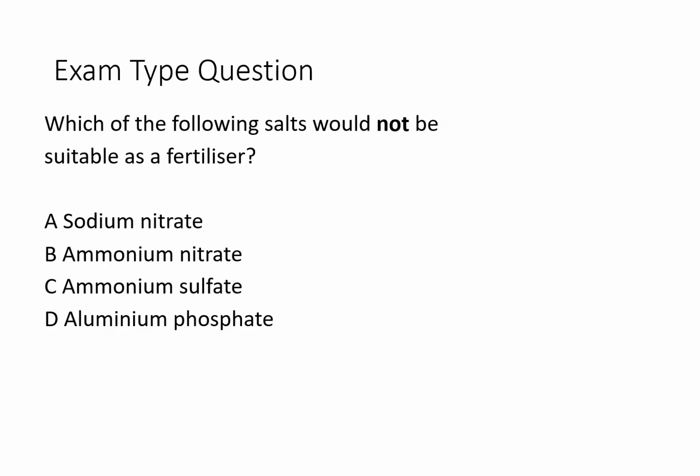So this is a typical exam type of question. Which of the following salts would not be suitable as a fertiliser? We've got 4 options: sodium nitrate, ammonium nitrate, ammonium sulfate and aluminium phosphate. So what we need to do is use a table of solubilities and look up each of these compounds, and because it says not, we're looking for one that's going to be insoluble.